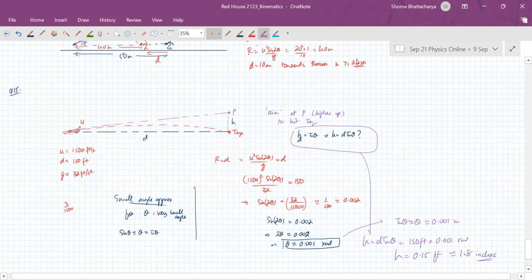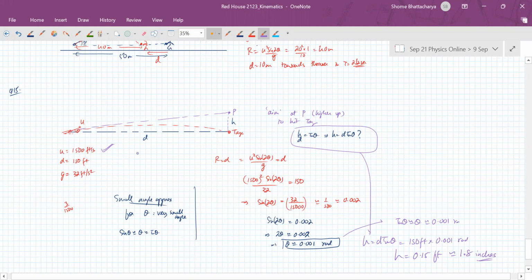Because the bullet is fired at such a high speed of 1500 feet per second, even though you're firing from very far away, 150 feet, the effect of gravity is very less. Why is the effect of gravity very less? Because the time of flight is very less. Because your velocity of projection is very high, it crosses that 150 feet in a very small amount of time. So the effect of gravity is extremely small. You have to only aim 1.8 inches above.